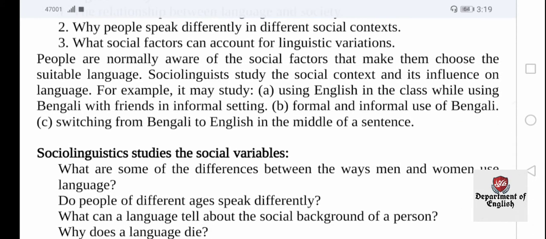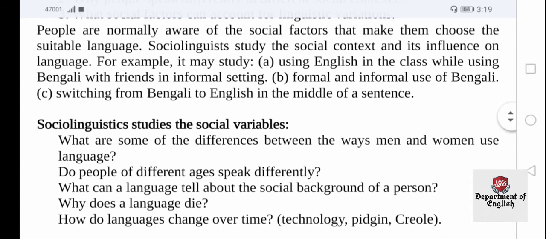People are normally aware of the social factors that make them choose the suitable language. Sociolinguistics studies the social context and its influence on language. For example, it may study using English in the class while using Bengali with friends in an informal setting, formal and informal use of Bengali, and switching from Bengali to English in the middle of a sentence.